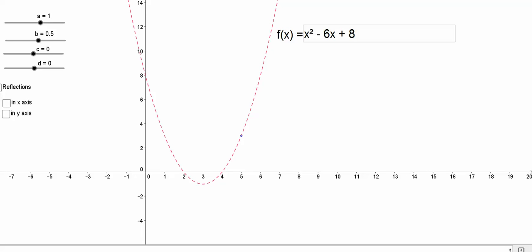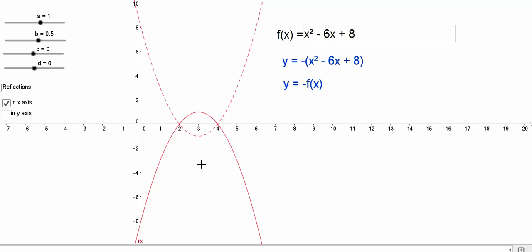Two more transformations you need to know are reflections. A reflection in the x-axis and a reflection in the y-axis. First of all, a reflection in the x-axis. Notice every point on the original graph has an associated point on the reflected graph, which is the same distance but on the other side of the x-axis.